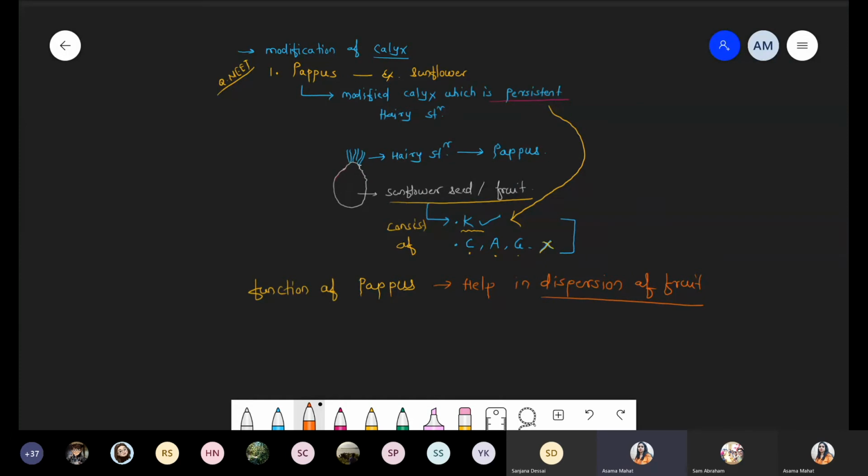So this is the only one modification we are talking about under the calyx part. बाकी के और दो हैं, but that part I'll take during the regular classes. But for the school, I think this part is sufficient because whether modification is included or excluded is not mentioned in the syllabus. So I'm taking only one, which is sufficient. Okay, chalo. So these are some information about this calyx. Second part, corolla.